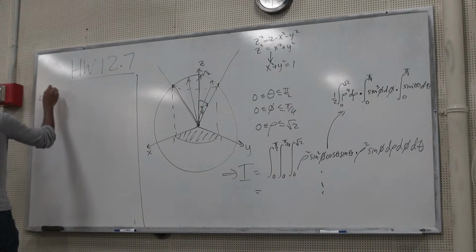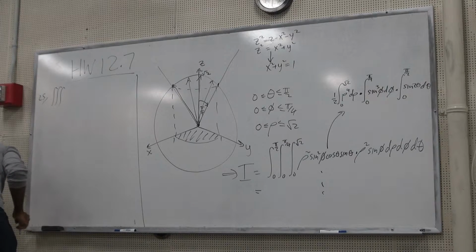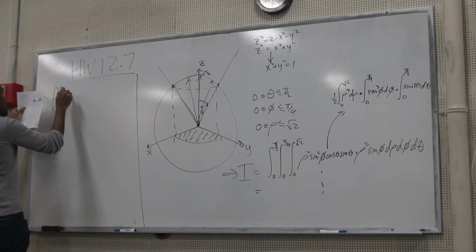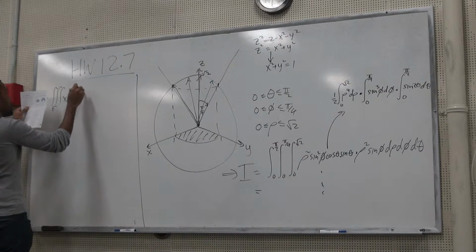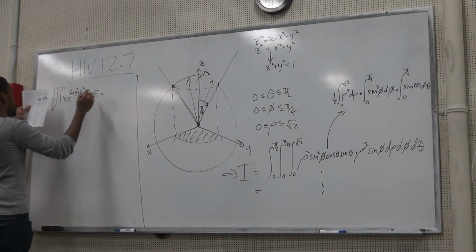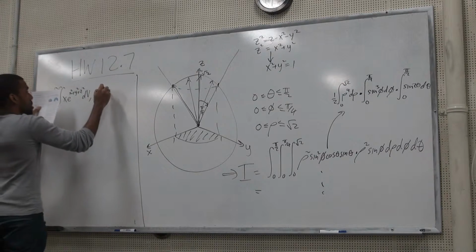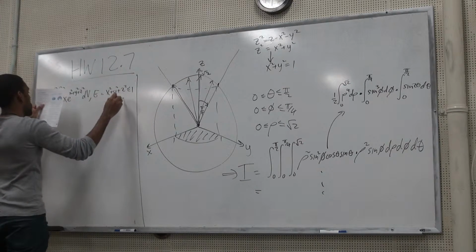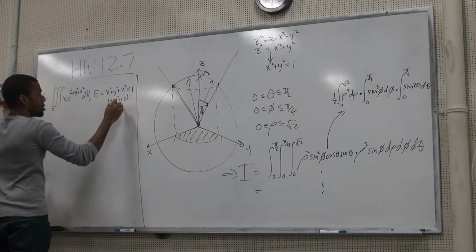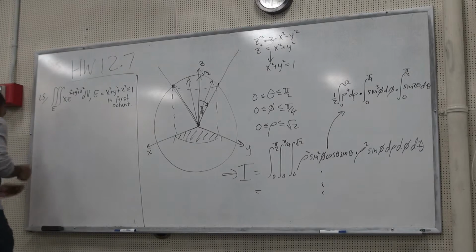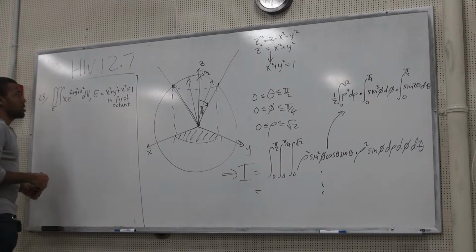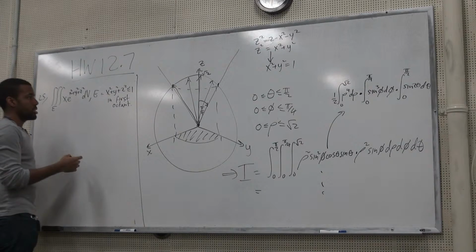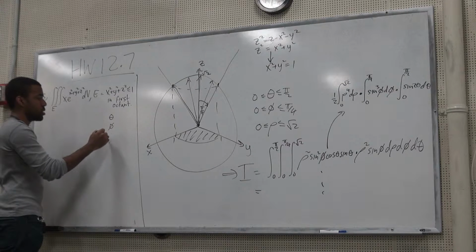So 25 says we want to evaluate the triple integral of x e to the x squared plus y squared plus z squared dv. E is x squared plus y squared plus z squared less than or equal to 1 in the first octant. Okay, so we're inside the sphere of radius 1, the ball of radius 1, and it's in the first octant, so what's my theta, what's my phi, what's my rho?